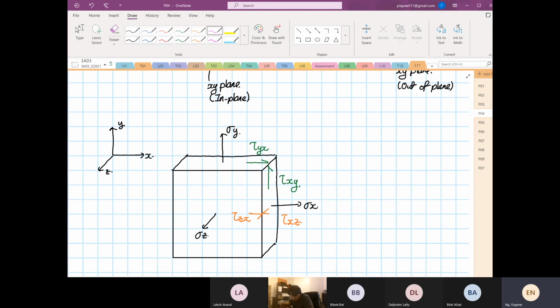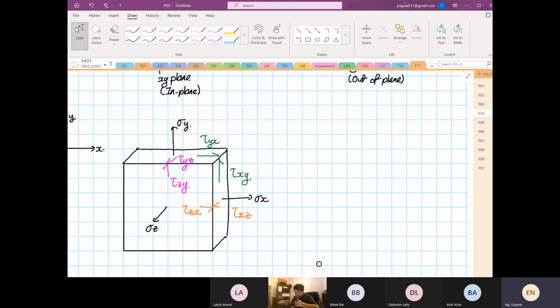And then we have one more. Over here, the plane will intersect the y-axis, and this is z. And over here, the intersecting plane is in z, and the shear force is in the y-axis.